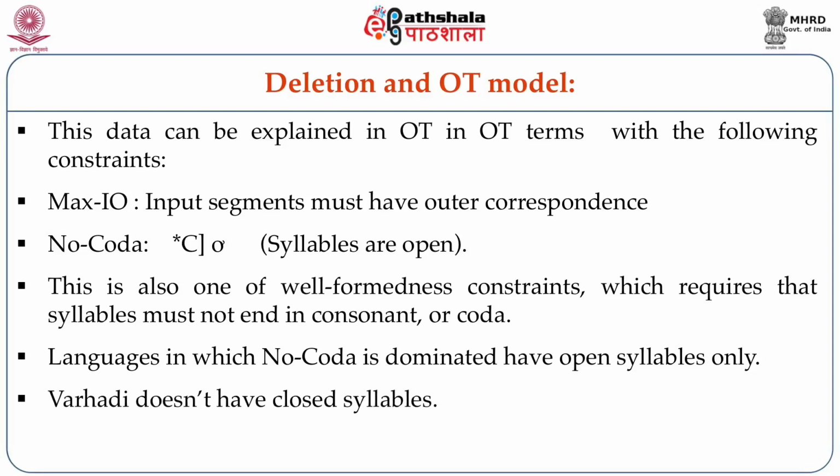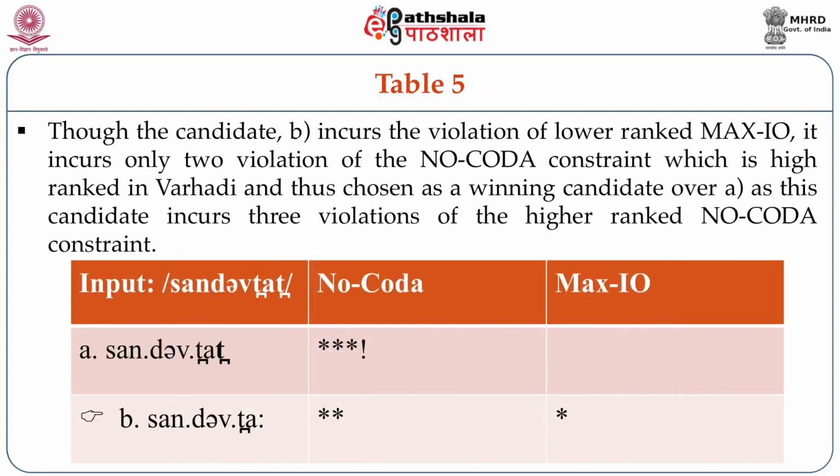So let's see how we can do this. If the input is Sandaptat, A and B, two candidates we have proposed. The first candidate violates the no coda principle and the second candidate violates the Max IO principle, but the winner is the second one, because the first candidate ends with a consonant. That's why it violates the no coda principle, which is a very highly ranked constraint in Varari.